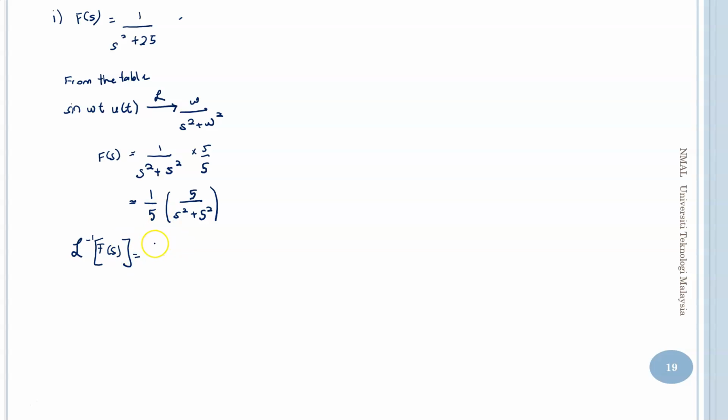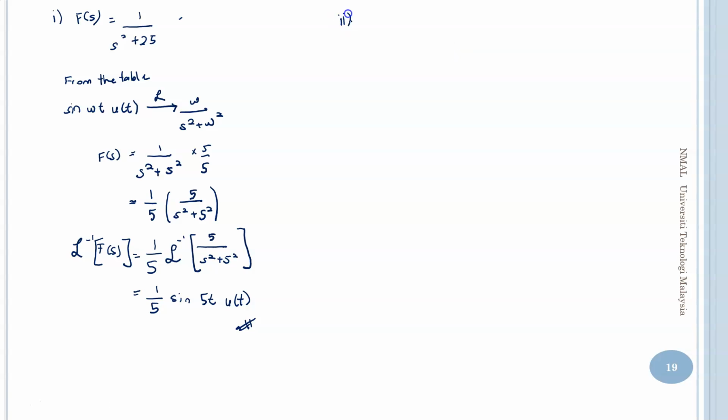Basically this is 1 over 5, which is the constant, and the inverse Laplace transform of 5 divided by s squared plus 5 squared. So this one is 1 over 5, and the omega here is 5, giving sine 5t, and don't forget this u(t). So this is for question number 1.